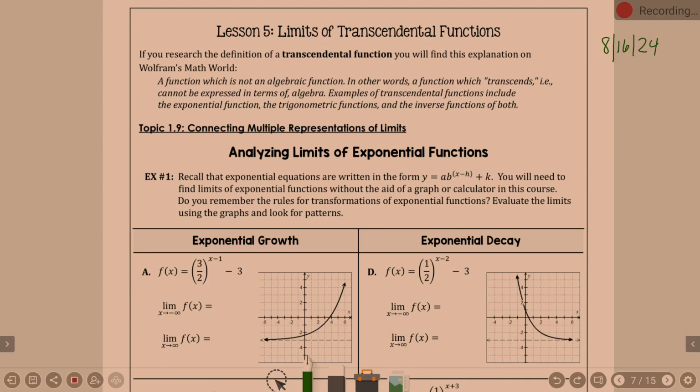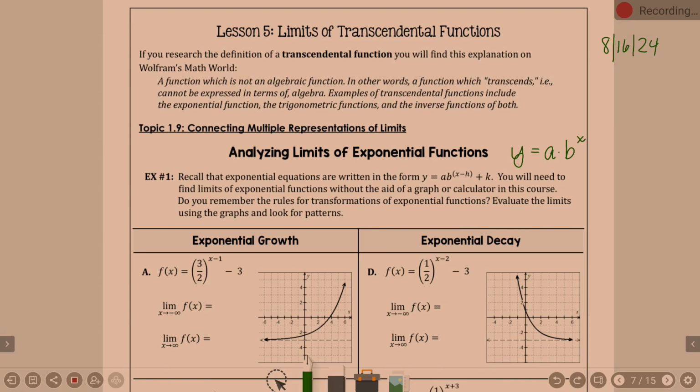So, analyzing limits of exponential functions. Recall that exponential functions are written in the form y equals a times b to the x minus h, plus k. To be honest, when I think of exponential functions, that's probably how we stated it back in algebra or pre-calc: just y equals a times b to the x. The minus h, the plus k, that's what we learned about in algebra. The minus h is how far the graph moves left or right, and the plus k is how far the graph moves up or down.